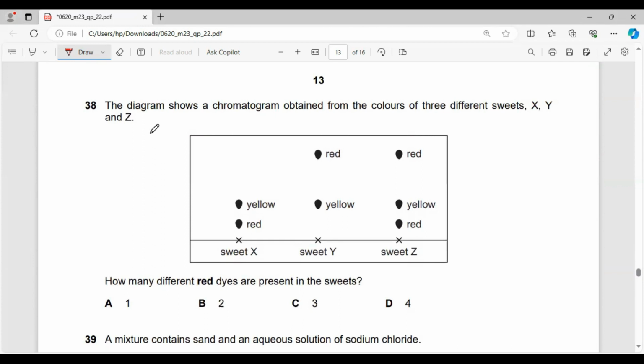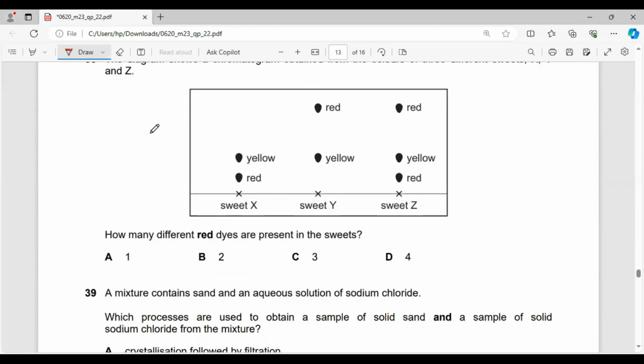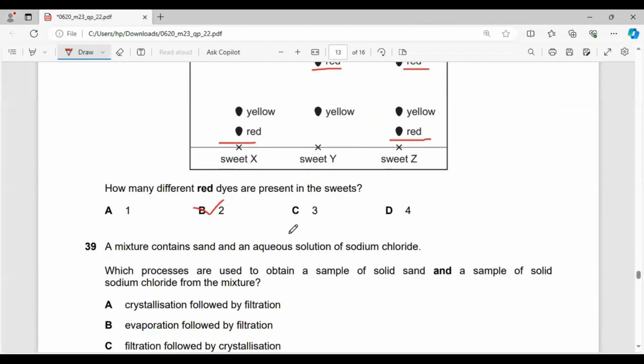The diagram shows a chromatogram obtained from the colors of 3 different sweets X, Y, and Z. How many different red dyes are present in these sweets? If you observe properly, for sweet X and Z, the red is at the same position. For sweet Y and Z, the red is at a higher and similar position. So we have only 2 different kinds of reds. So the correct option will be B.